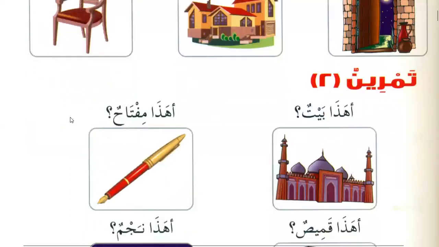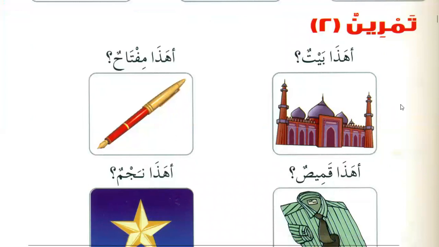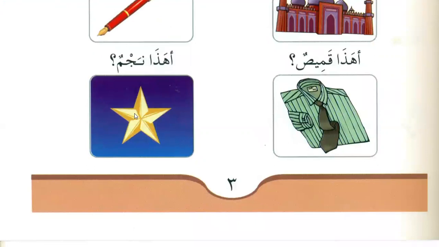تمرين الثاني, second exercise. Miss Mahbuba, answer. أهذا بيت؟ Is this a house? نعم، هذا بيت. لا لا، هذا مسجد. Yeah, that is a masjid. أهذا مفتاح؟ لا، هذا قلم. أهذا قميص؟ نعم، هذا قميص. أهذا نجم؟ نعم، هذا نجم.